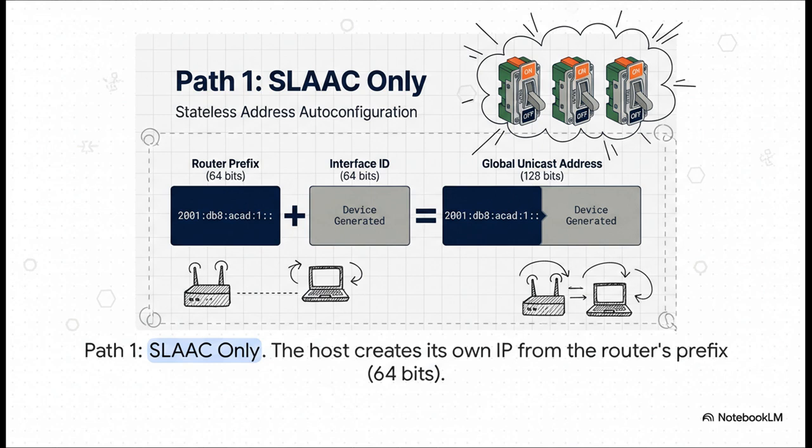The router's advertisement gives the host the first half of the address, the 64-bit network prefix. Then, the host is responsible for generating the second half, its unique 64-bit interface ID. It just stitches them together and bam, it has a full 128-bit IPv6 address. It's stateless because no server had to approve or track this address.